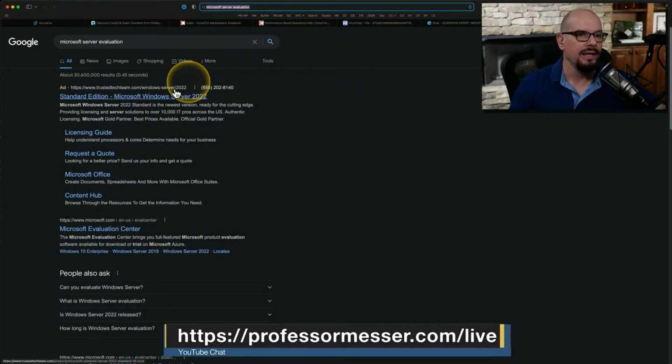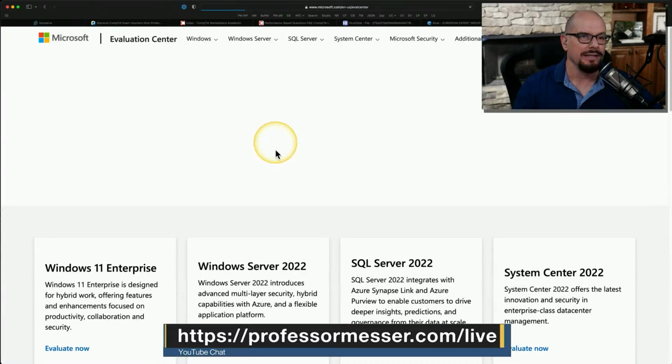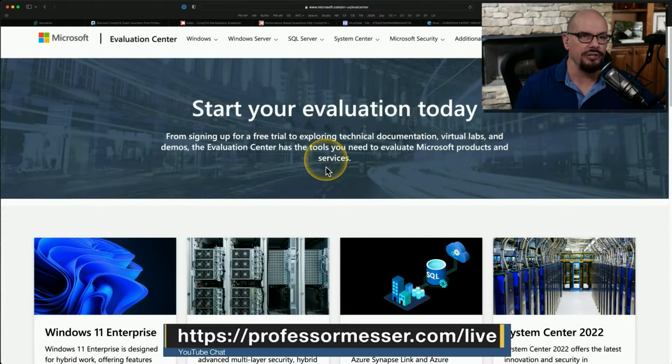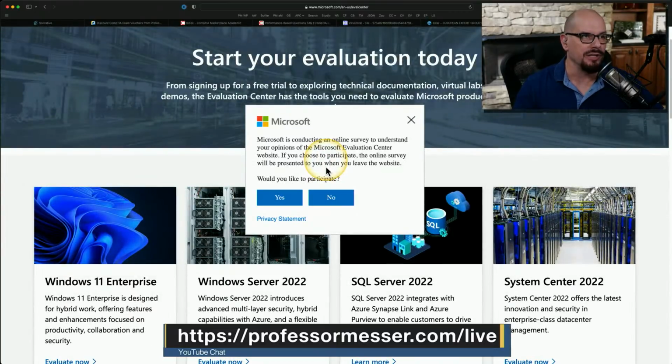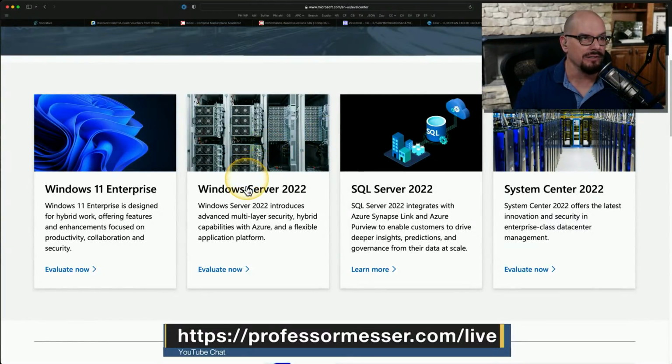Let's see if this works. Microsoft Server evaluation. And Google brings you up with standard edition Microsoft Evaluation Center. That sounds like where I want to be, doesn't it? So here is the Evaluation Center for Microsoft. Start your evaluation today. I sure will, Microsoft. And right here, Windows Server 2022.